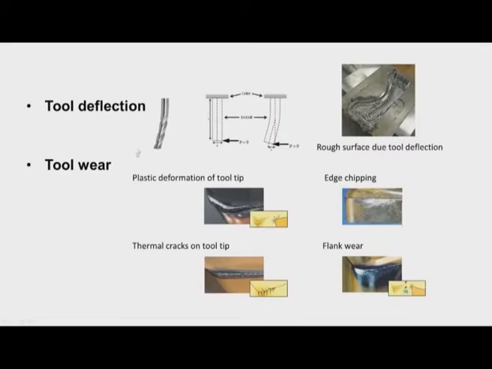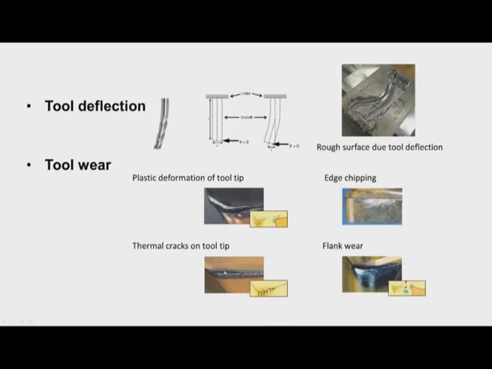Now the tool deflection will also cause geometrical variation and dimensional variation of the workpiece. You can see here there is a force acting at the tip of the tool, and because of that the tool is bent like this. So, because of this we may get some rough surface or dimensional changes as shown in this particular diagram, and the tool wear also will affect the workpiece.